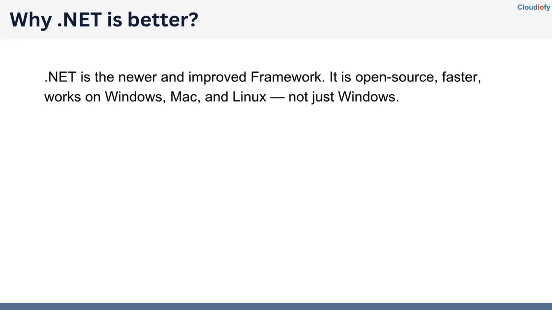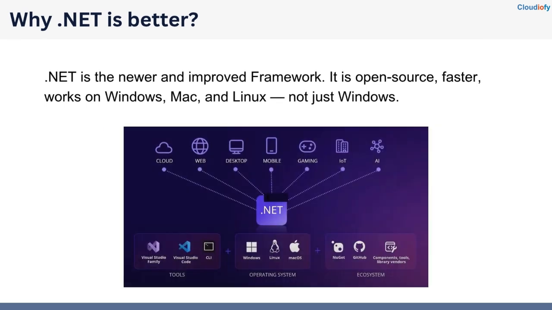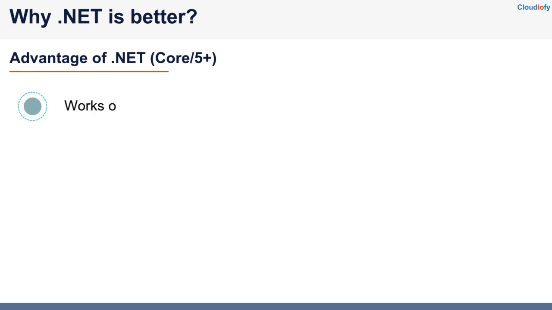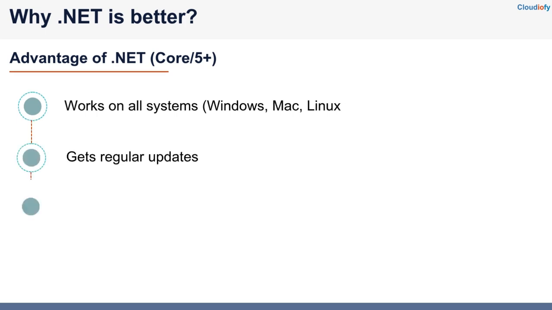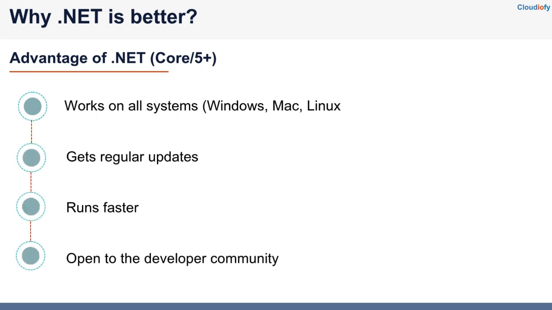Why .NET is better? .NET is the newer and improved framework. It is open source, faster, works on Windows, Mac, and Linux, not just Windows. Advantages of .NET Core 5+: works on all systems, Windows, Mac, Linux, gets regular updates, runs faster, open to the developer community.